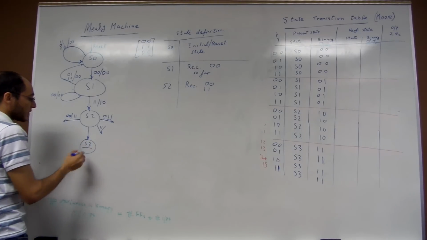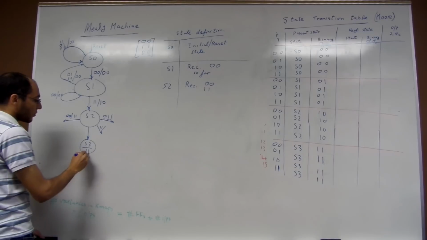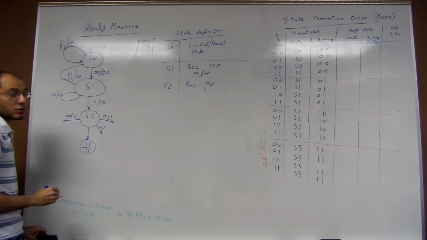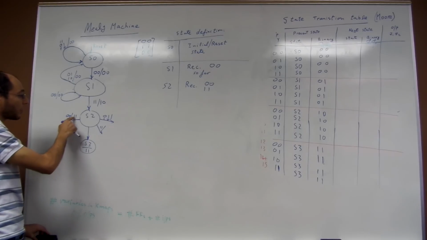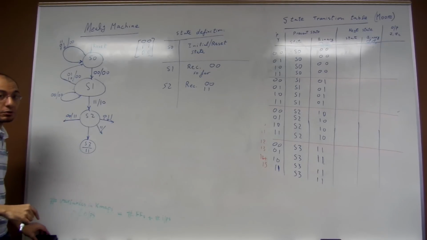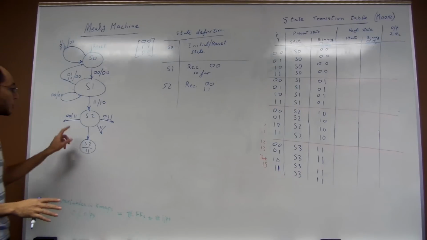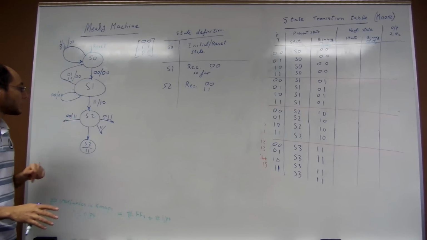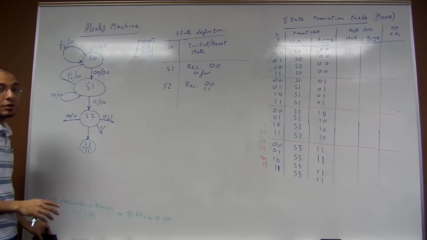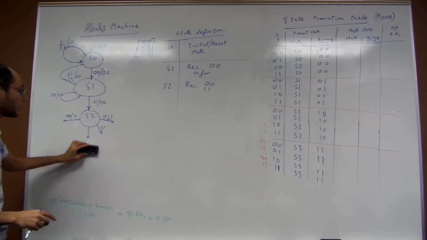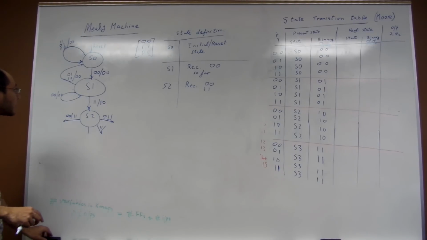S3. Previously, in the Moore machine, I had to create a new state because I had to output a 1, 1. But right now, I'm outputting already a 1, 1 on the arrow. Regardless, you do not know how I am going to implement this, but you know for sure that the output is going to be associated with the arrow. It does not have to be associated with the state.